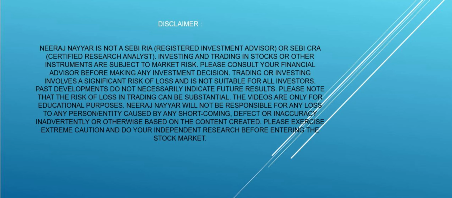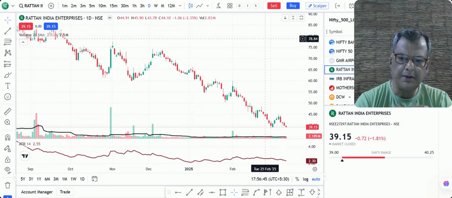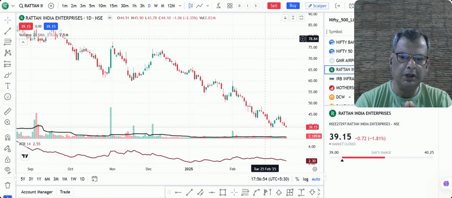Talking about intraday price action bar by bar, where I will take you through how you can read intraday price action on the basis of a particular stock, in this case, Ratan India Enterprises, and we'll see what action takes place and how you can enter, what sort of targets you can have, what can be your stop loss, and how I would trade if I were trading that stock.